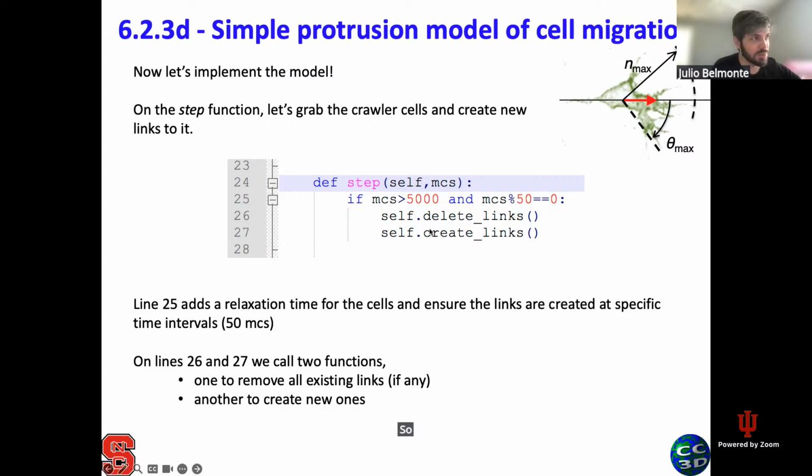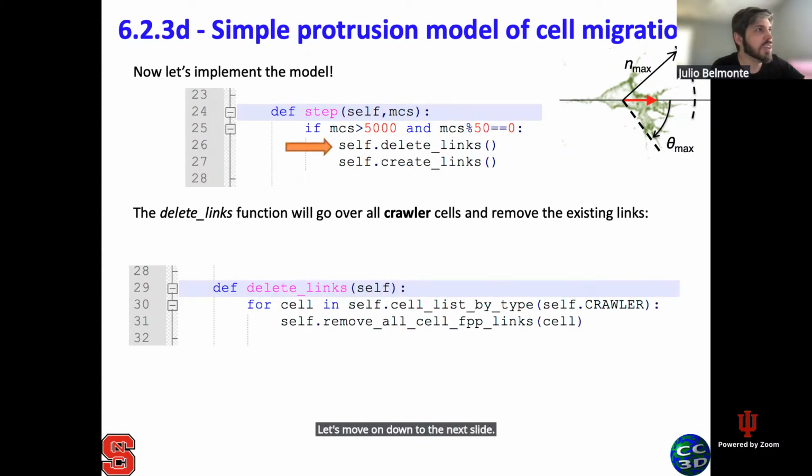So let's do it like this. Right now, just add those 3 lines. And once you're done, we're going to code the self delete links function and the self create links function. Let's move on down to the next slide.